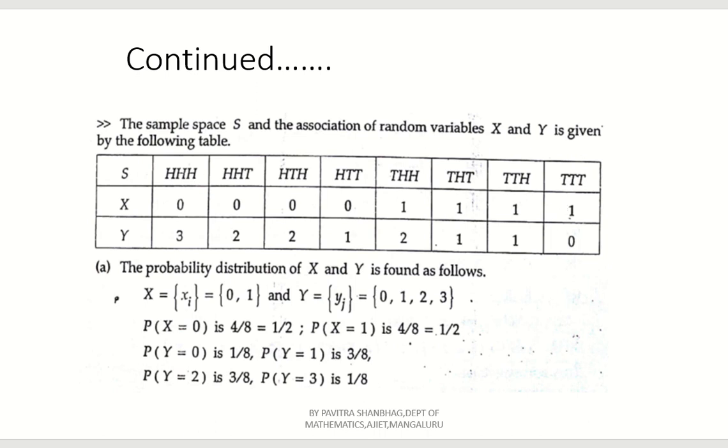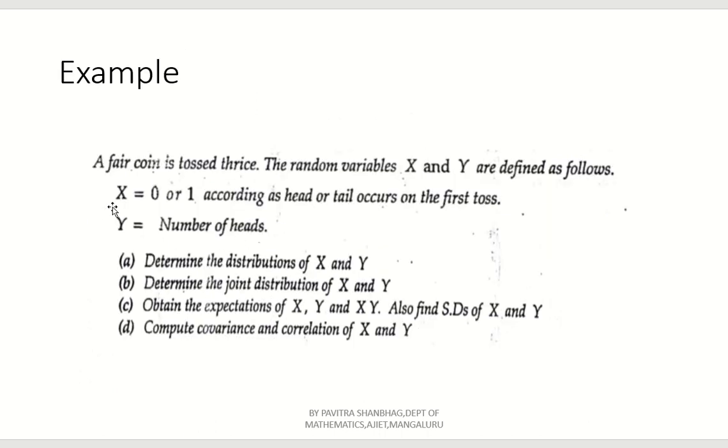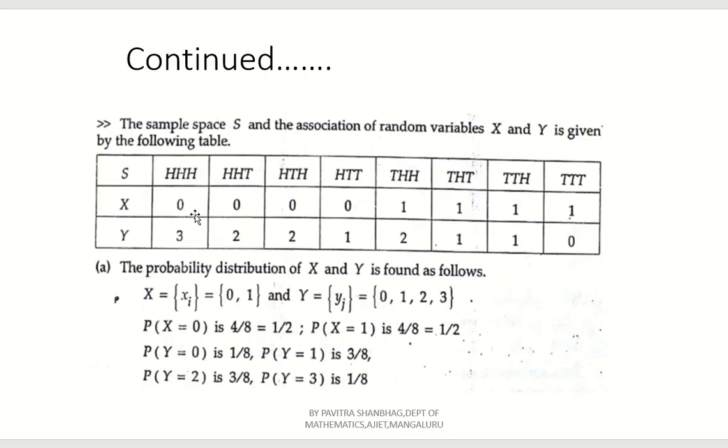And what they have given, according to that you have to mention what is x and y. X represents what? 0 or 1 according as head or tail occurs on the first toss. That means head occurs first, then you have to mention 0. Tail occurs first, then you have to mention 1. And what is y? Y represents the number of heads. See here, first head occurs means you have to mention 0 for x. So 0, here also 0, here also 0, here also 0. When the tail appears first, then what does x represent? 1, here also 1, here also 1, here also 1.